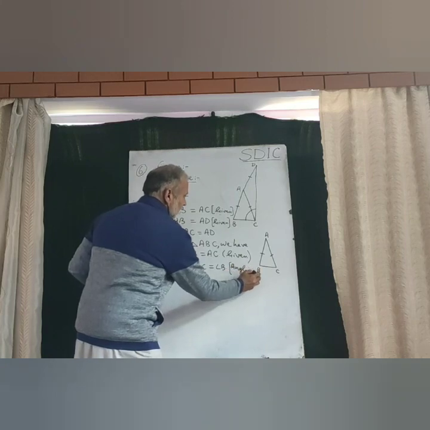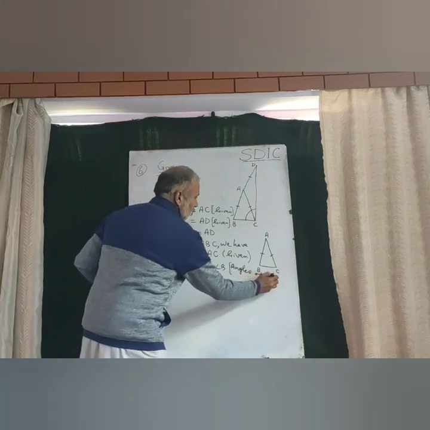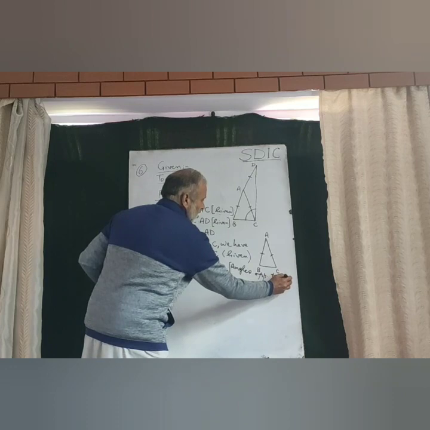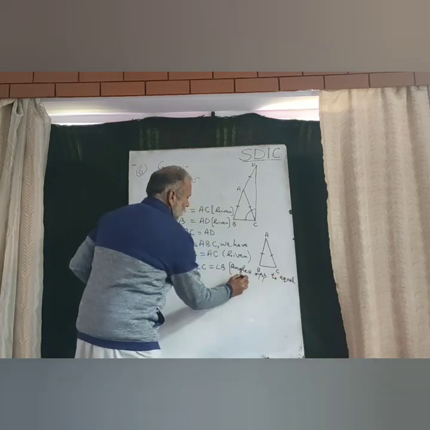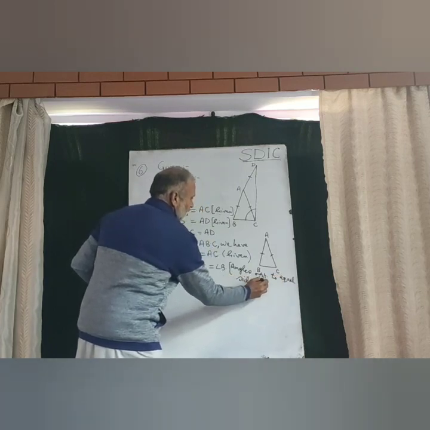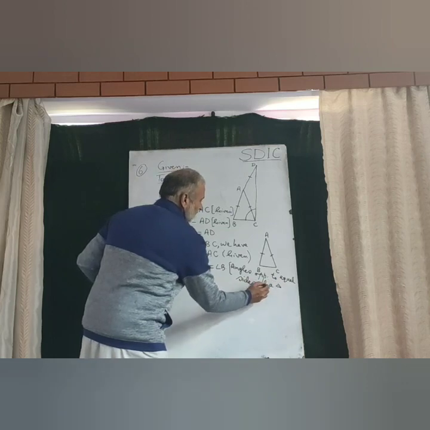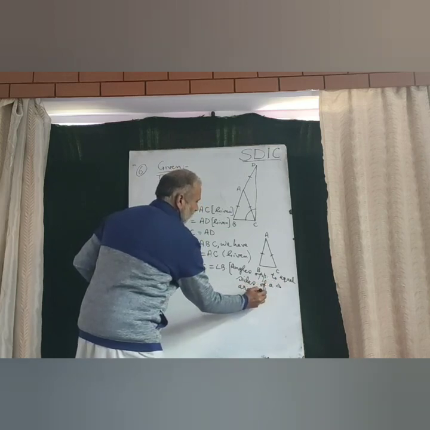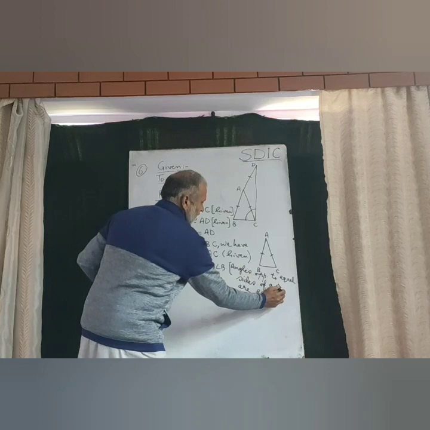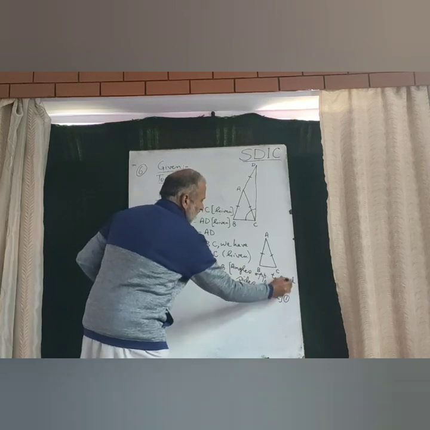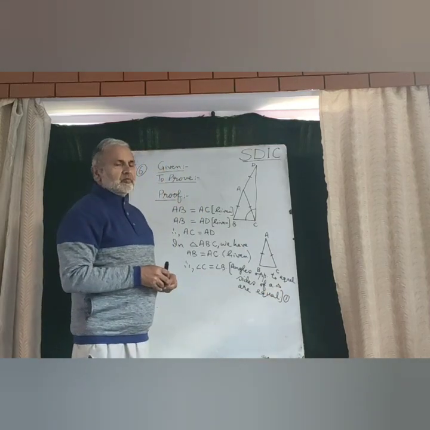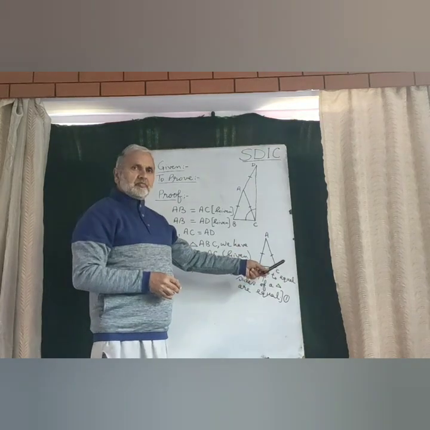Angles opposite to equal sides of a triangle are equal. We'll correspondingly mark this result as first result. We got it from triangle ABC.